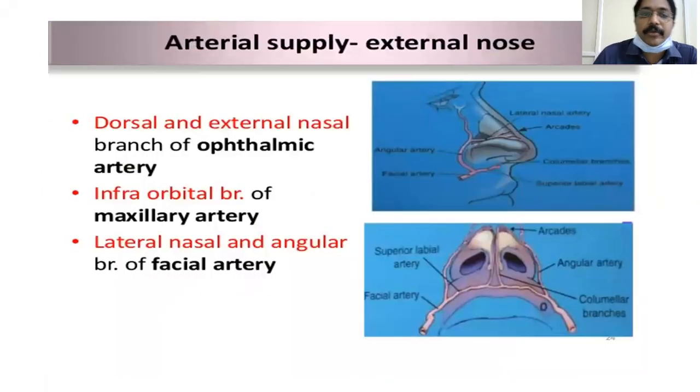Next one, coming to the arterial supply. The external part of the nose is supplied by the ophthalmic branch and the infraorbital branch of the maxillary artery, and the lateral nasal artery and angular artery of the facial artery also.